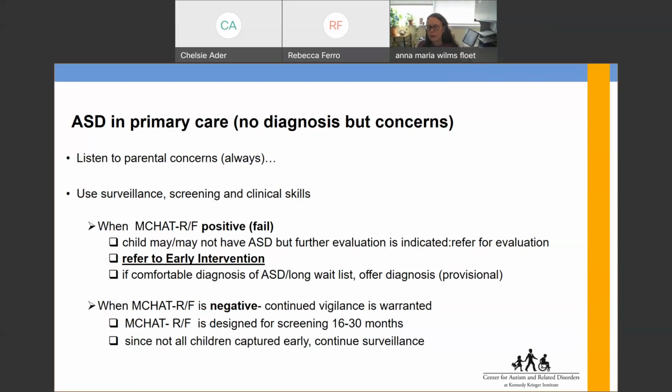So there may be people in the audience today who may feel comfortable with offering a preliminary diagnosis of autism, particularly when waitlists are long and when we want to ensure that families get the right guidance at the right time.